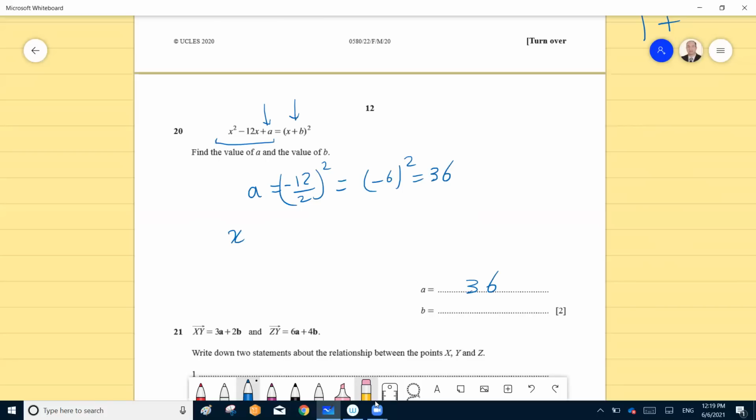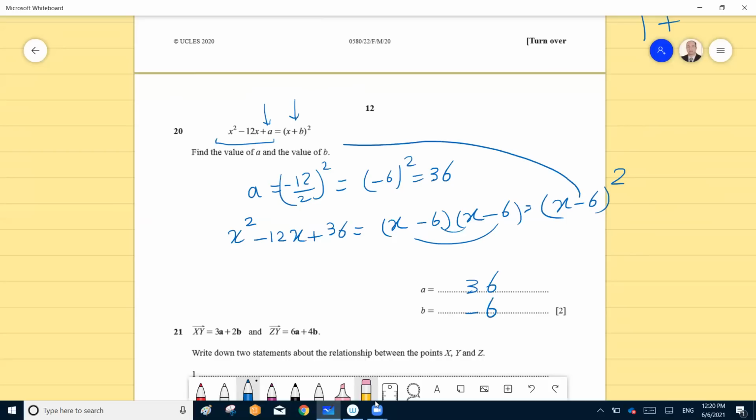Why 36? If you write x squared minus 12x plus 36 and try to factor it, you will get a binomial times itself. The x squared is x times x. The 36 can be written as negative 6 times negative 6. The middle term is now correct: negative 6 and negative 6 give negative 12. So the answer really is x minus 6 all squared. So b is negative 6, as you see, and a, as I said, is 36.